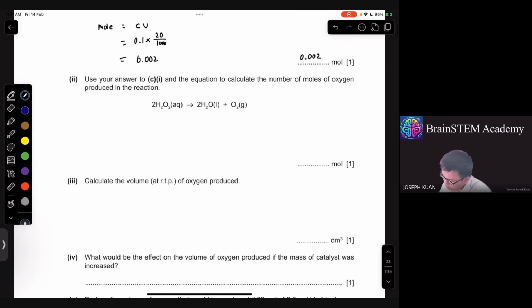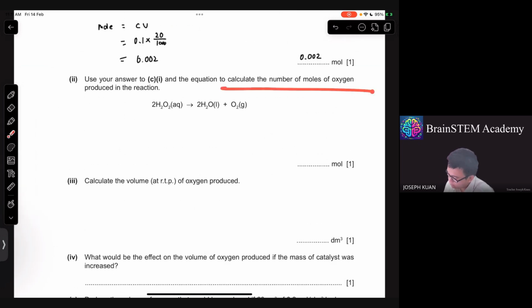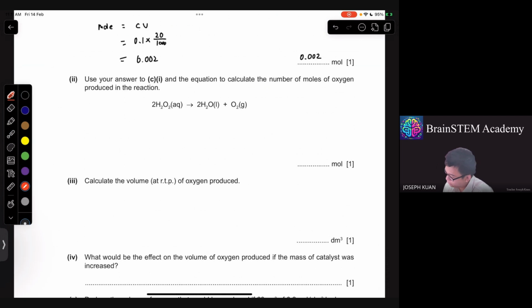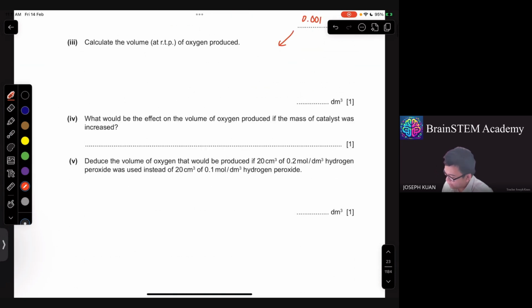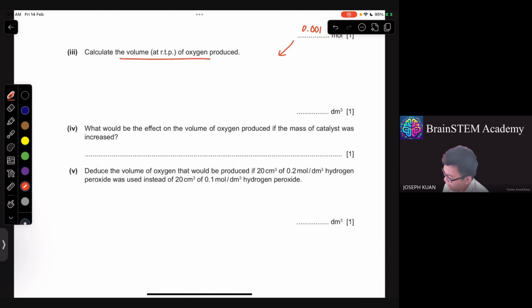Moving on, use your reaction and the equation to calculate the number of moles of oxygen produced in the reaction. So here we found out that it is 0.002 moles, which means that you make 0.001 moles, since it's a 2:1 ratio. And lastly, use this answer to find the volume of oxygen produced. It's a gas, which means that we have to use molar volume, which is 24. So volume is 0.001 times 24, gives you 0.024 cubic decimeters.